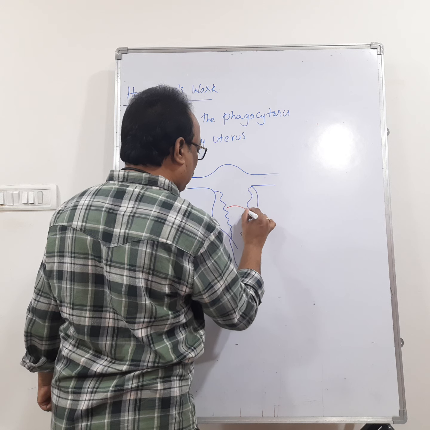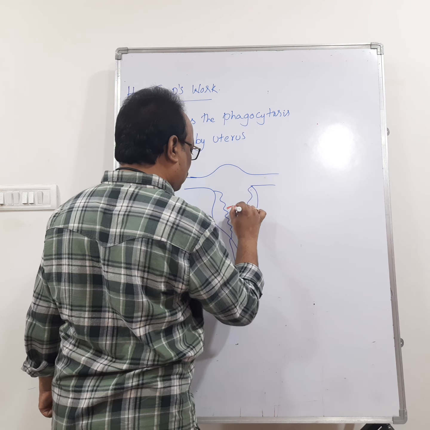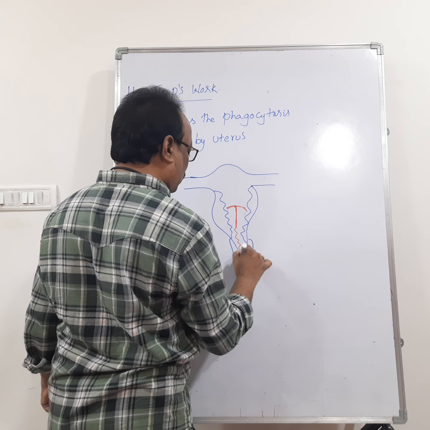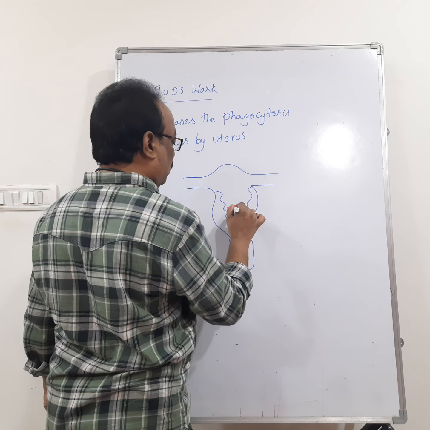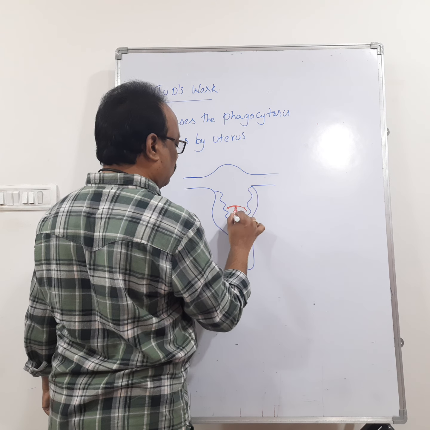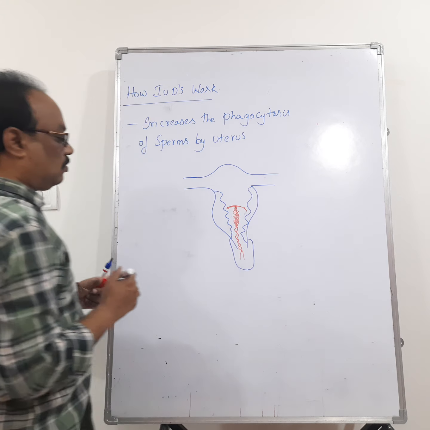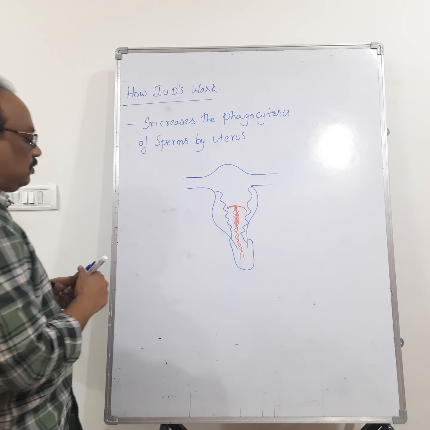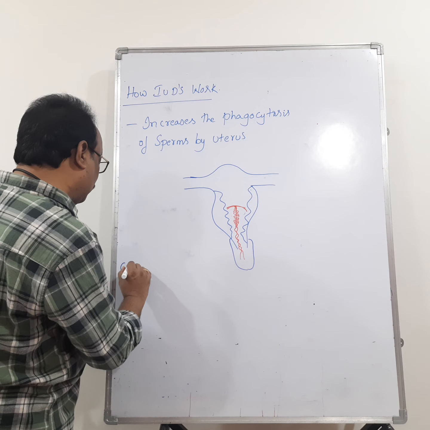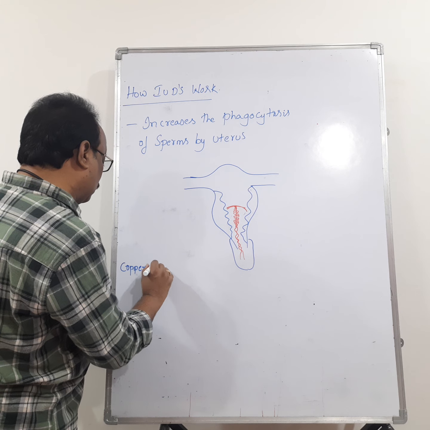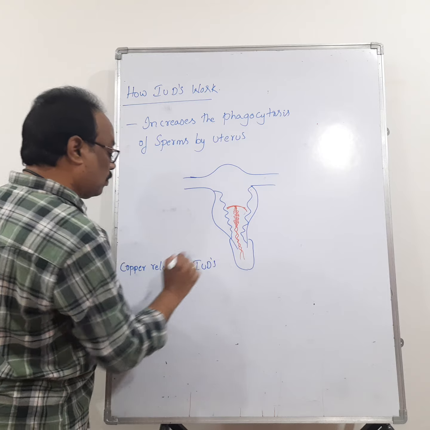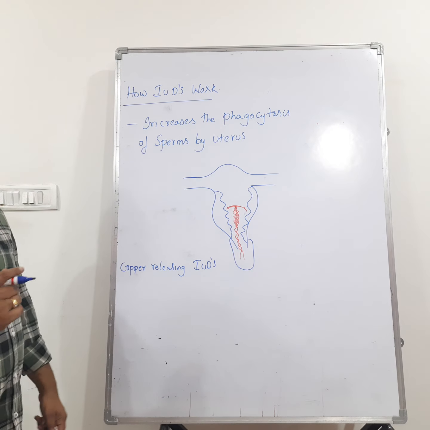In this, the copper T is inserted like this, or the IUD is inserted like this. For example, you take the copper releasing IUDs, copper strings are present like this. So IUDs are inserted into the uterus in this manner. So what is the function of copper releasing IUDs?